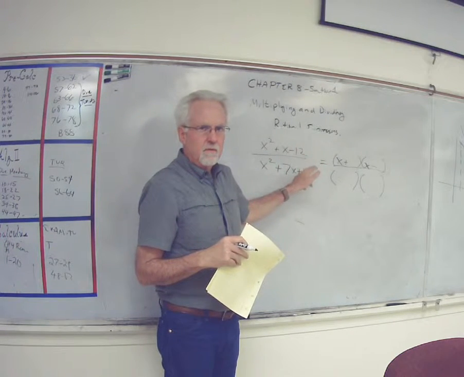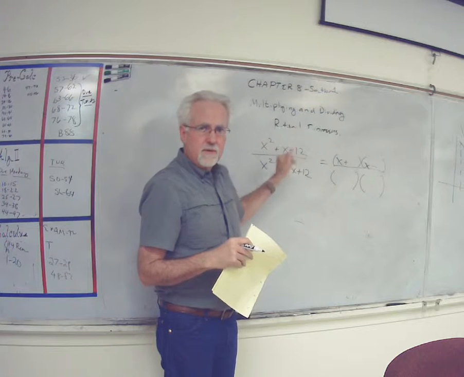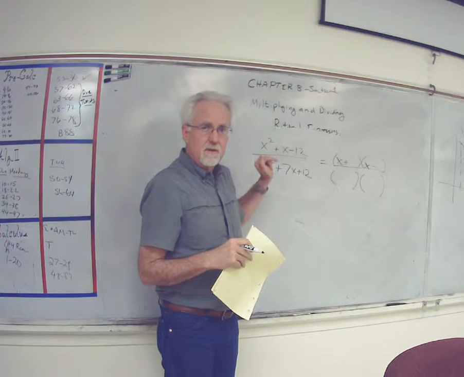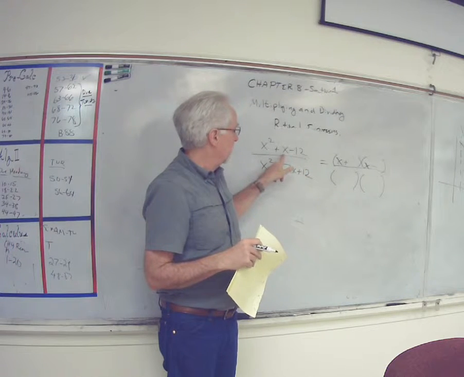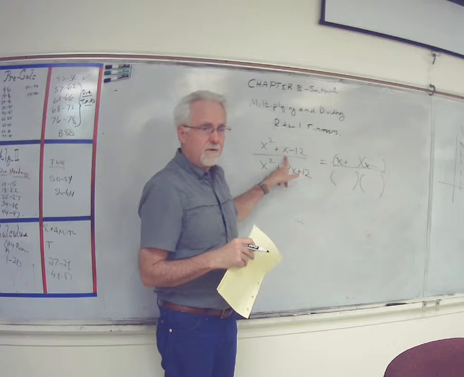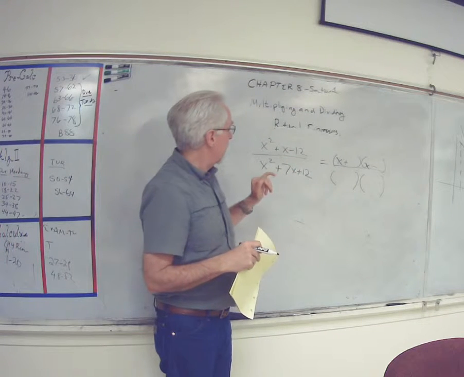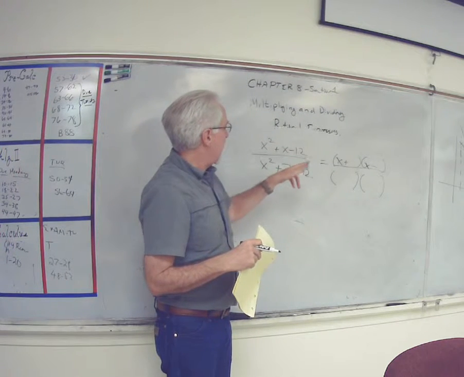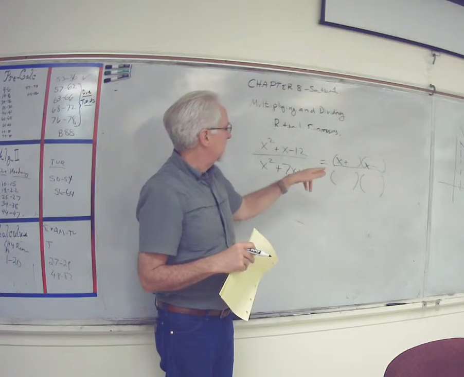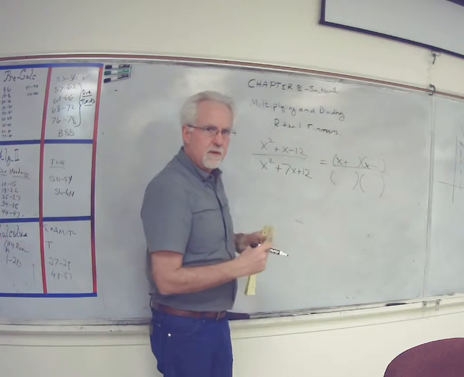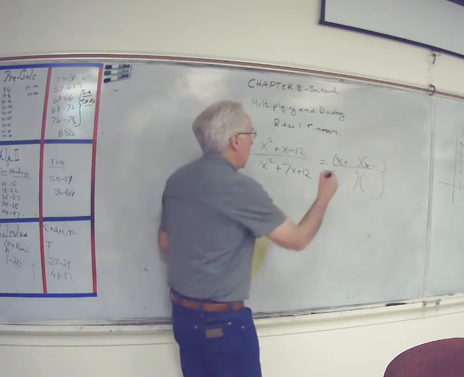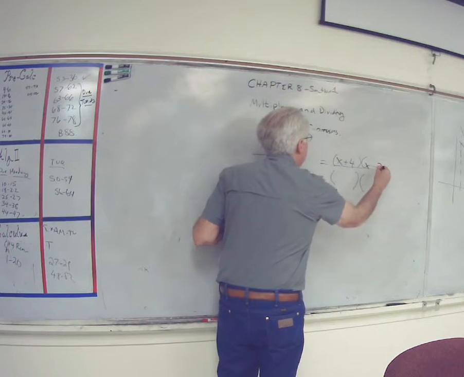A 1 and a 2. A 1 and a 2 doesn't make 12. A 1 and 12. Okay, a 1 and a 12, would that give me x here? No. Well, 3 and 4. A 3 and a 4. Okay, would I add the 4 or would I subtract the 4? I've got to figure out which one goes where. You would add the 4. Yeah, okay, plus 4 and minus 3.